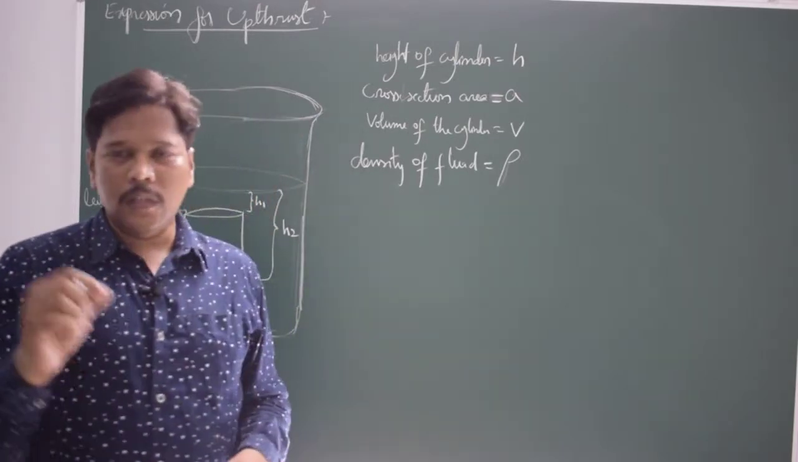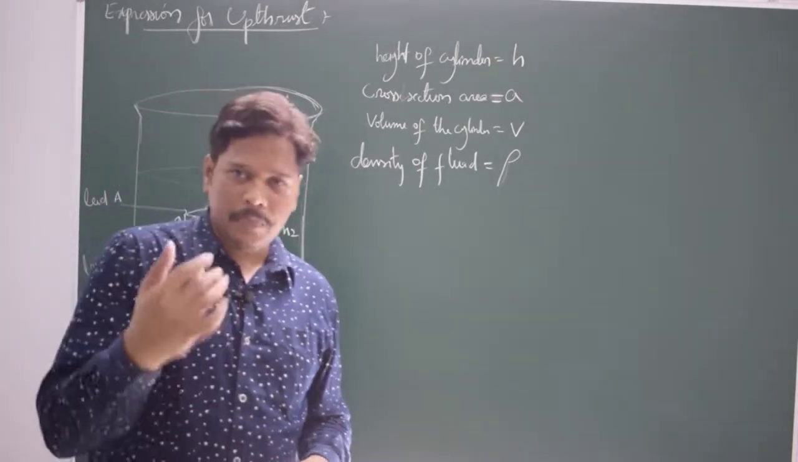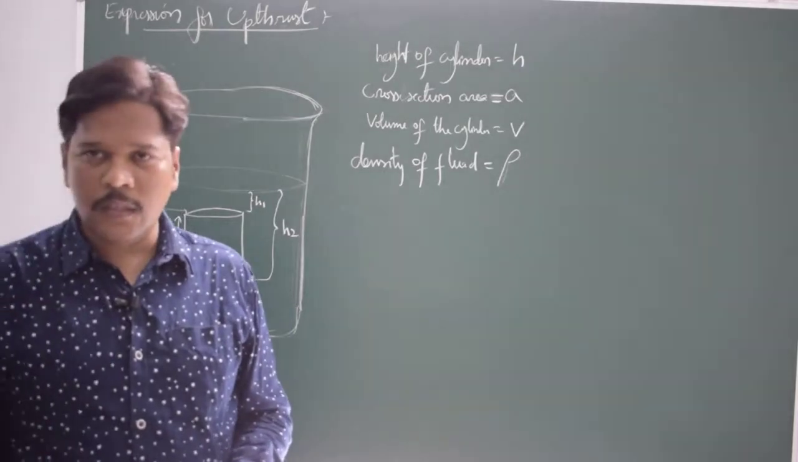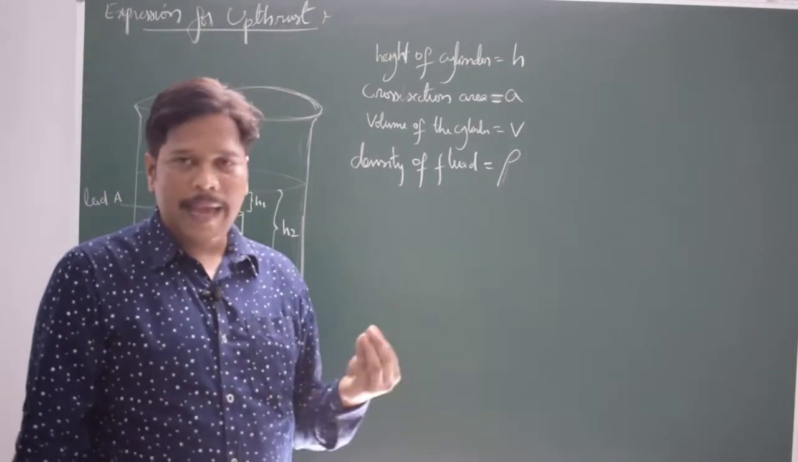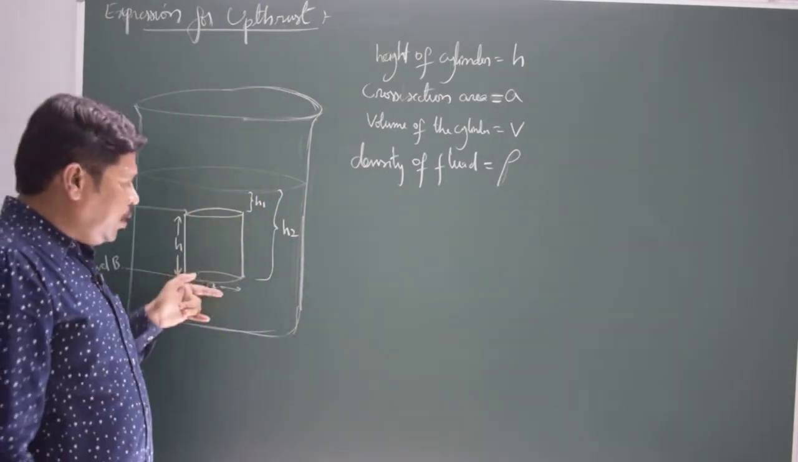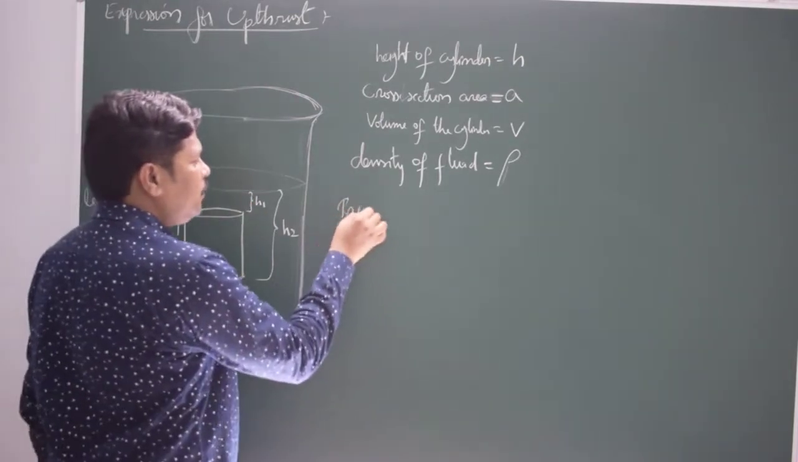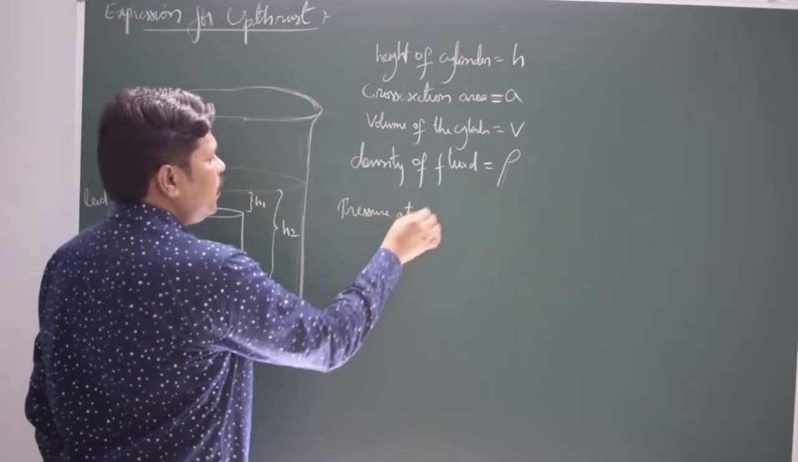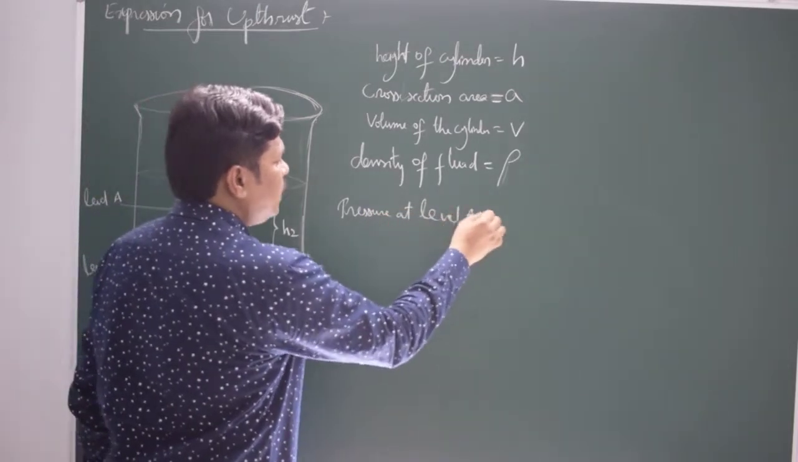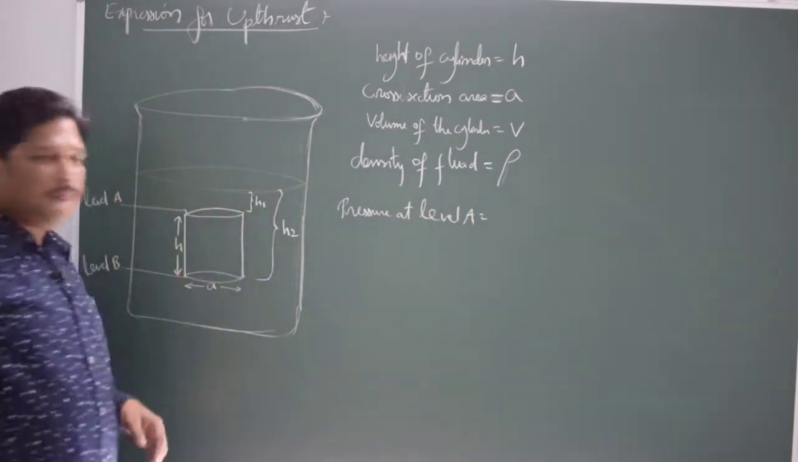Since we have found out that the upthrust is due to the difference in pressures, first we will calculate the pressure at both points, at level A and at level B. So pressure at level A, that is, the pressure acting on the top surface.